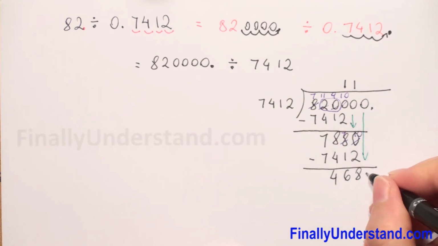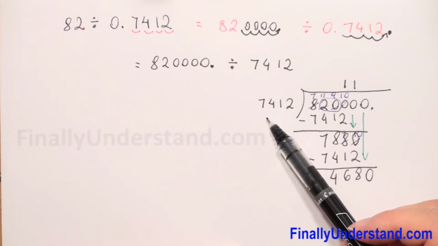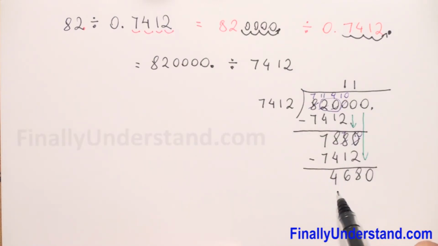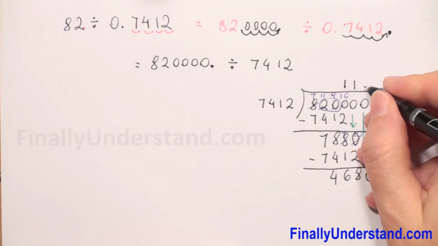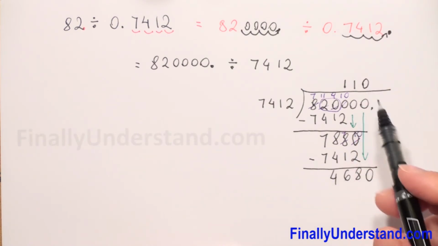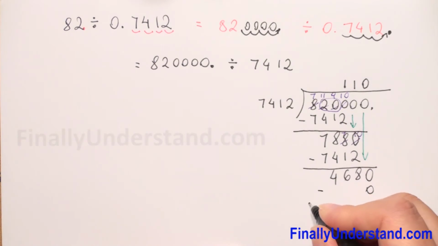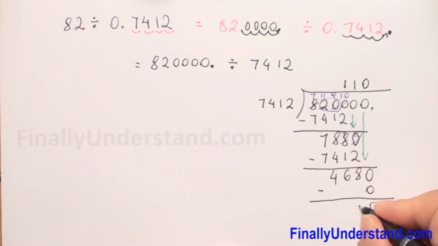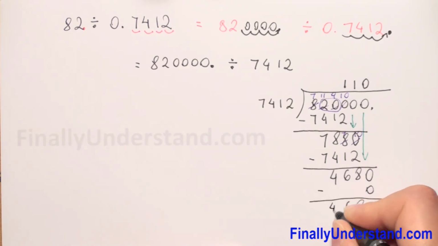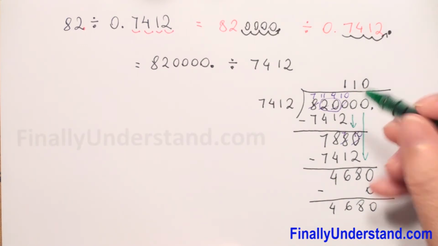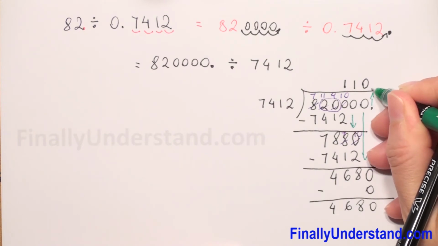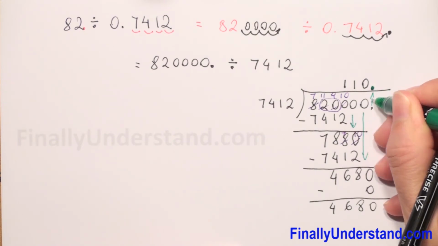We have to take down the next 0. So how many times does 7412 go into 4680? 0. So we have 0, and now we have to do multiplication. 0 times this whole number will be 0. So we do subtraction, and it will be 4680. And what else? We have to put our decimal point exactly in the same column on the top.